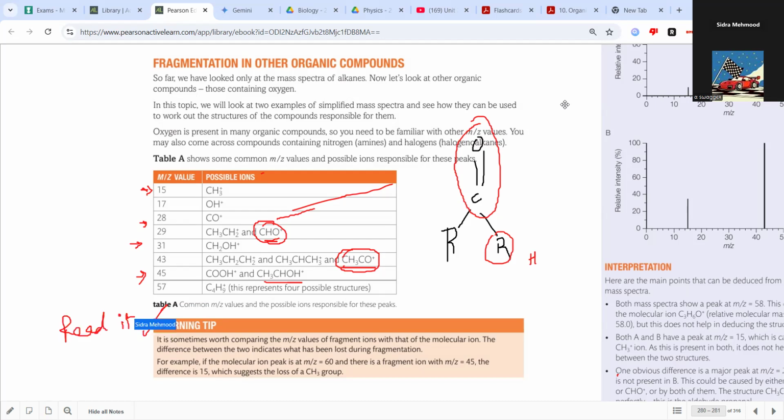It is sometimes worth comparing the m/z values of the fragment ions with that of the molecular ion. The difference in the two indicates what has been lost during fragmentation. For example, the molecular ion peak is at m/z 60. There's a fragmentation ion with m/z 45. The difference is 15, which suggests the loss of CH3.